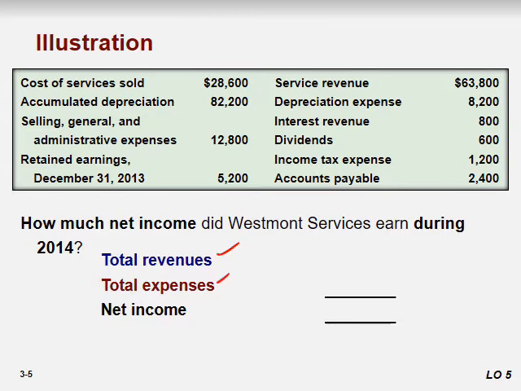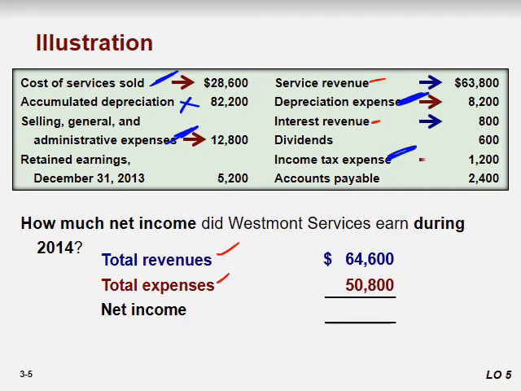So how much is the net income? Total revenue minus total expenses. Total revenue is this one, and for total expenses we have depreciation expense, income tax expense, cost of goods sold, accumulated depreciation, no, and selling and general expenses. So the answer would be 64,600 minus 50,800, which is 13,800, right? And this is how we calculate the net income.